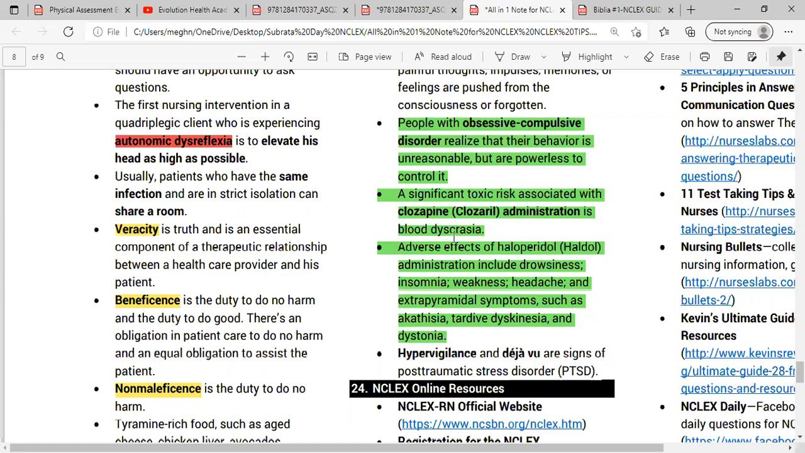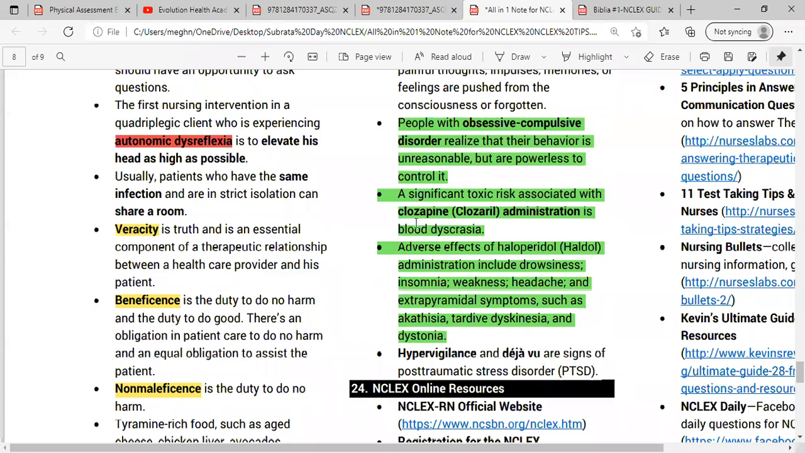A significant toxic risk associated with clozapine administration is blood dyscrasias, right? So it is important, if your patient needs to take clozapine, we have to regularly check their WBC count. Very important for the NCLEX board. Clozapine is an atypical psychiatric medication, also called a second generation antipsychotic. Examples are clozapine, olanzapine, risperidone, aripiprazole.